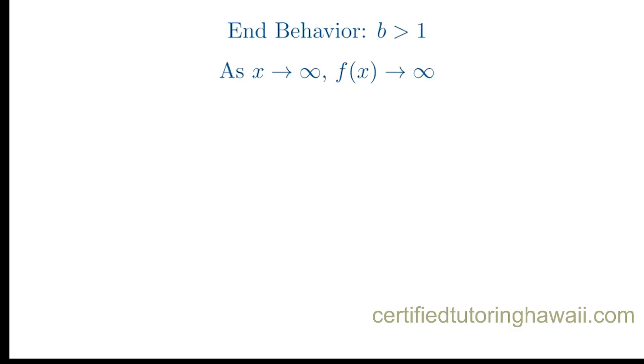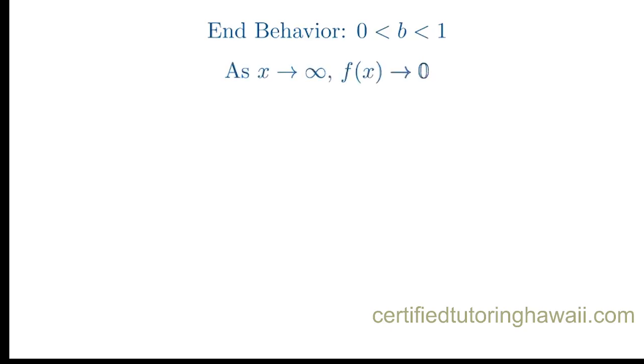But what happens as x approaches negative infinity? As x approaches negative infinity, f of x approaches 0. Let's see why. 2 to the minus 1 is 1/2, 2 to the minus 2 is 1/4, 2 to the minus 3 is 1/8. As x becomes a larger negative number, the output gets closer and closer to 0.